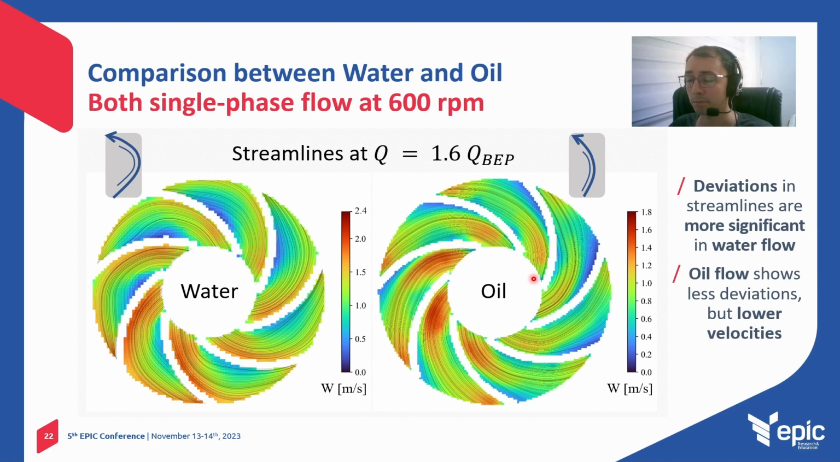And we also have differences in the magnitudes of the velocities. For example, here the values go up to 2.4 and here to 1.8 meters per second. So there is a difference regarding the intensity of the velocity vectors as well, which is related to the flow rate at which water and oil reach the open flow condition. These flow rates are different because the performance curves of water are different from the performance curves of the oil flow as well.